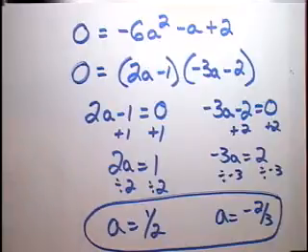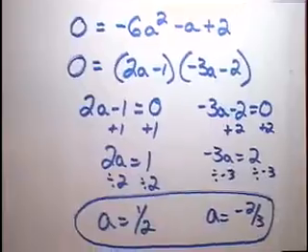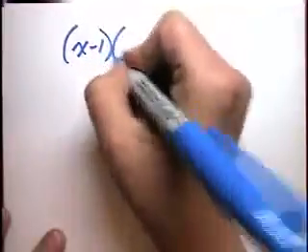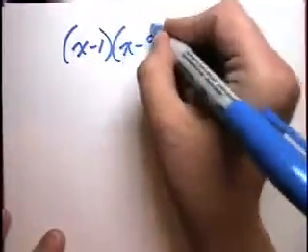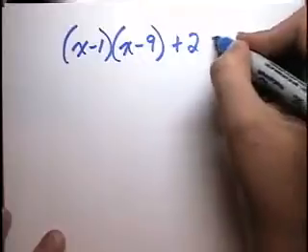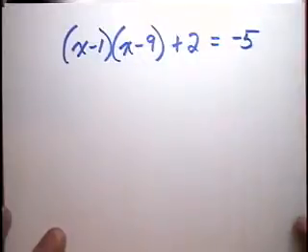Let's look at one more example of an equation that you could solve by factoring. This time it's going to look a little more complicated. Let's take (x minus 1) times (x minus 9) plus 2 equals negative 5.